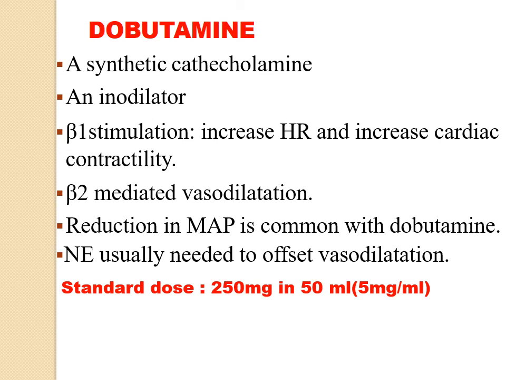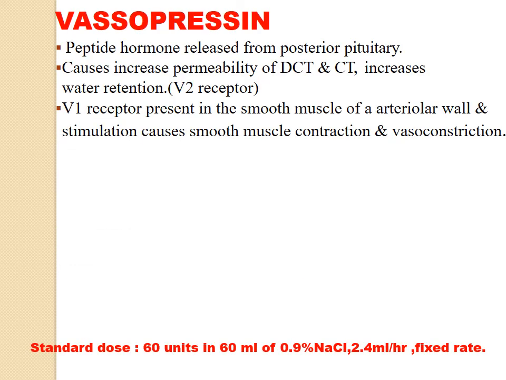Due to its beta 2 overactivity mediating the vasodilation, sometimes norepinephrine is needed to offset the vasodilation effect. And the standard dose of dobutamine is 250 mg in 50 ml, or we can say 5 mg per ml. Another choice of drug is vasopressin.